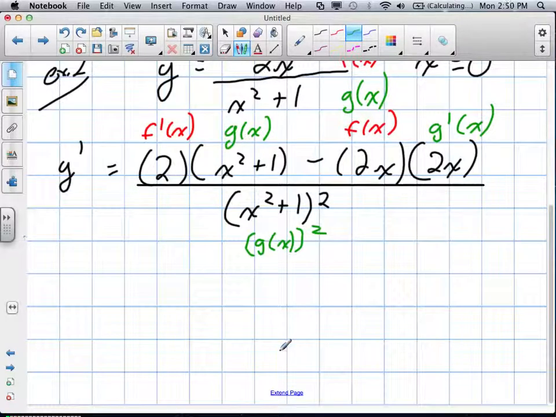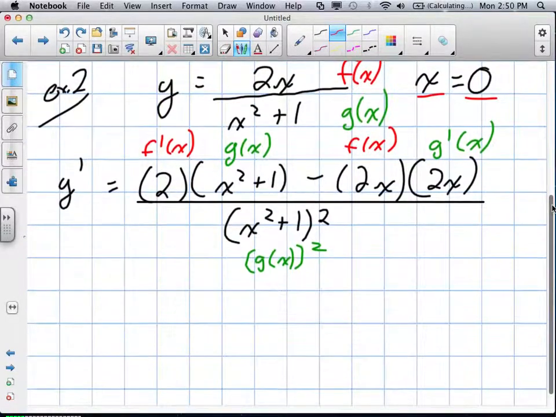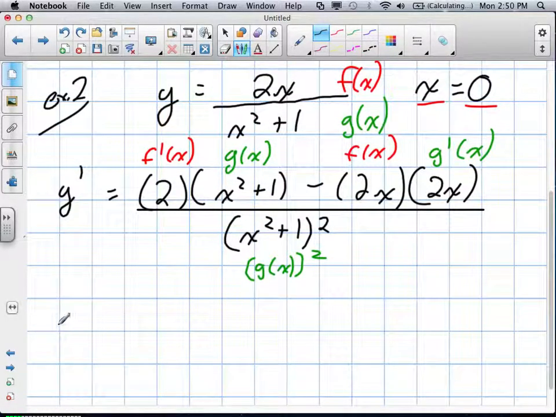Okay, so instead of actually working out all of our distributive properties and simplifying, they want us to solve it when x is equal to 0. I could do that, I can simplify, or I can just decide to plug in x at 0. I know you can't quite see it. So we still know this is y prime. This time we're going to replace x with 0.